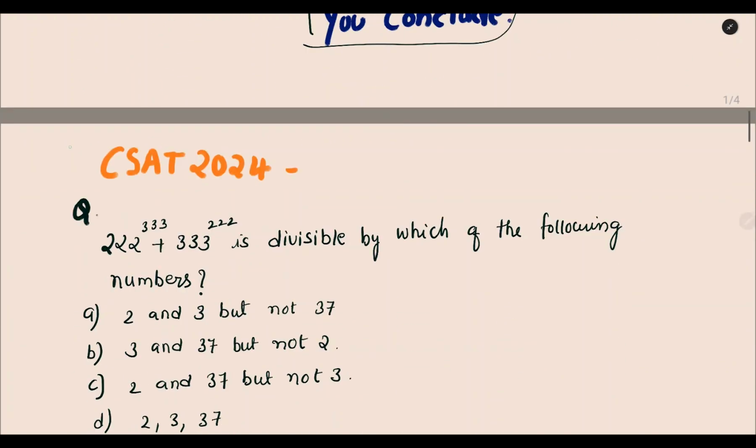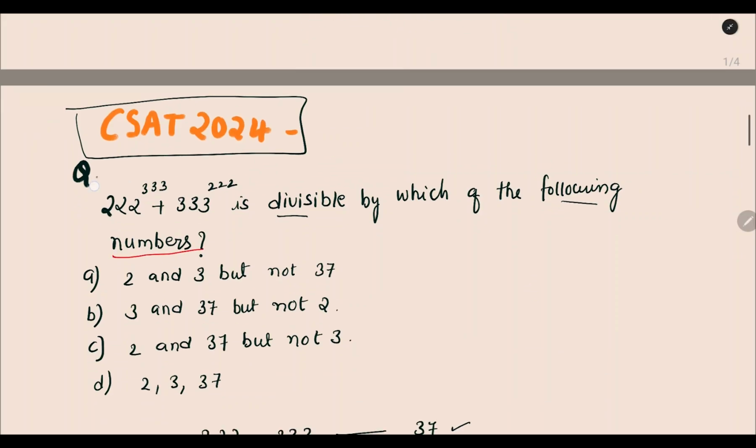Let us see a CSAT 2024 question. 222 to the power of 333 plus 333 to the power of 222 is divisible by which of the following numbers? Whenever you see such numbers, you will panic in exam conditions and start doing all the division, multiplication and exponents. But you should be very calm and use pattern recognition. That skill will save you from consuming time in such questions.